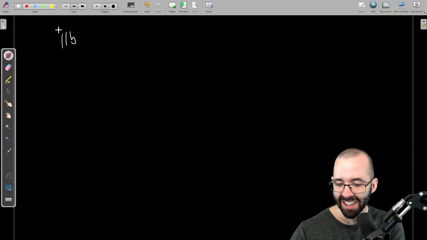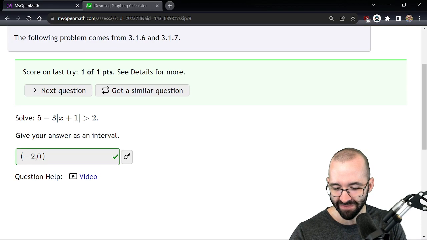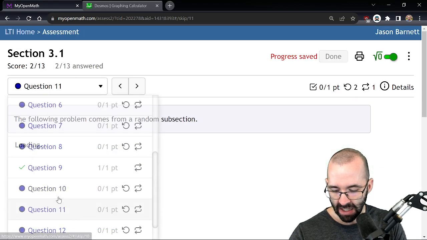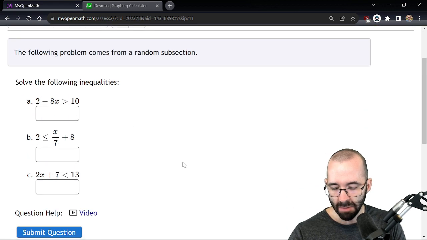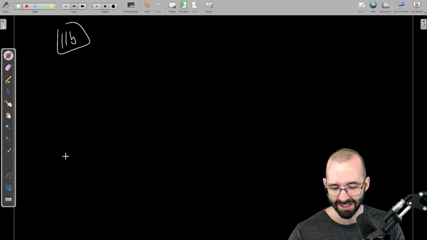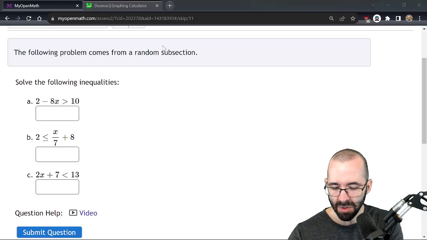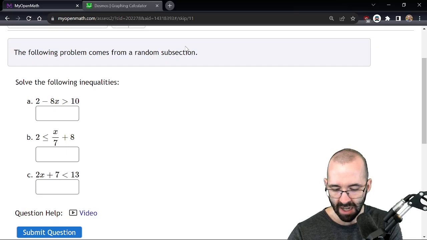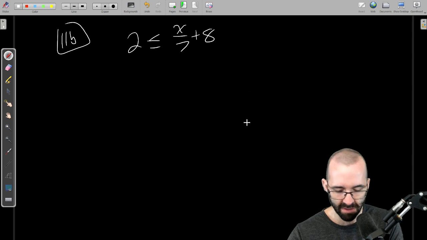Anyway, let's do 11b to finish this. So 11's multi-parts. I want to look at B, reminder about fractions. Solve it. It doesn't tell you how to input your answer. I wonder if it matters. I didn't notice this when I assigned the problem. 2 is less than or equal to x over 7 plus 8. I just wanted fractions.